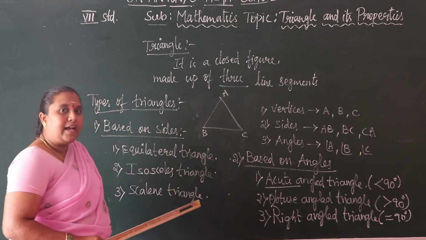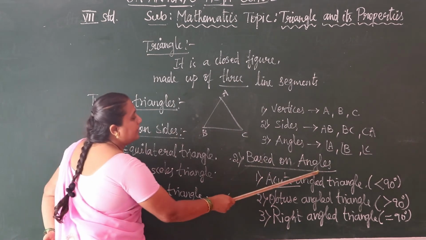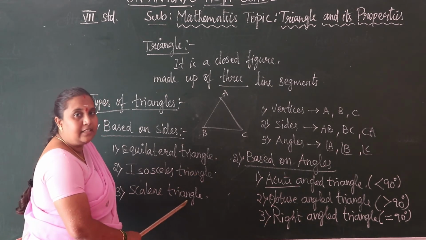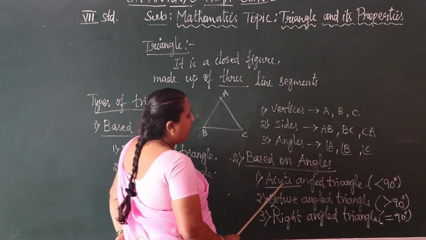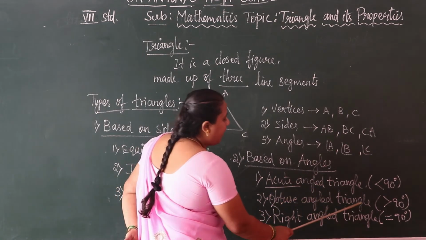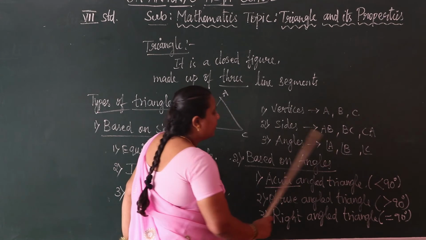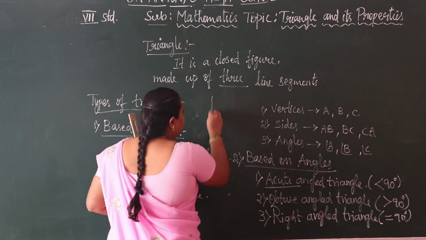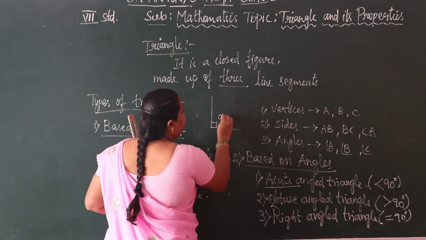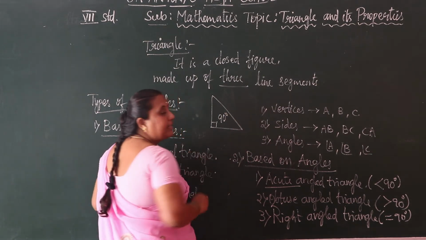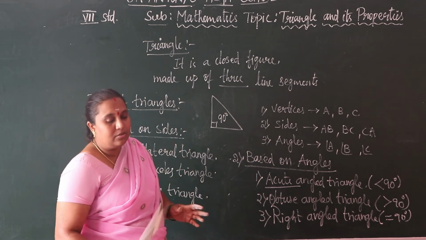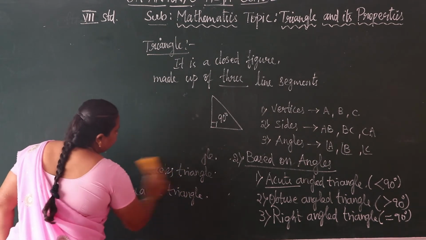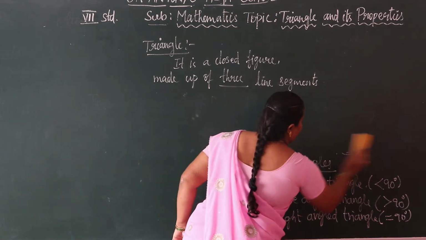And then types of triangles based on sides and angles. Based on sides we have equilateral triangle, isosceles triangle and scalene triangle. Based on angles we have acute angle triangle, obtuse angle triangle and right angle triangle. So what is a right angle triangle? One angle of the triangle is equal to 90 degree. See, this angle is 90 degree. So we can say it is a right angle triangle. Children, understood now? Now let us move on to another concept based on triangles.